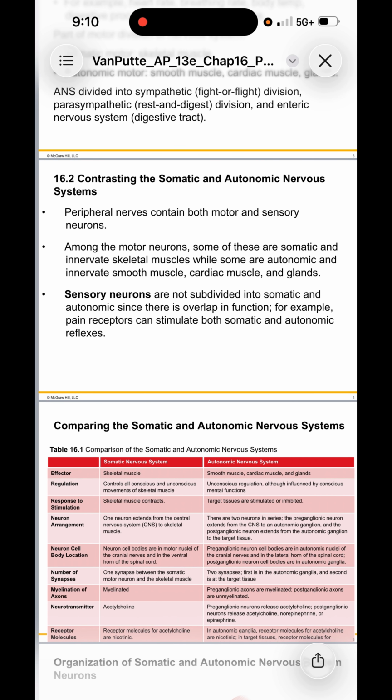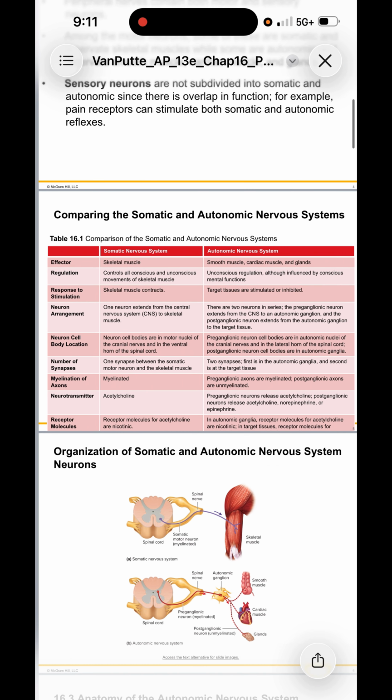16.2 Contrasting the somatic and autonomic nervous systems. Peripheral nerves contain both motor and sensory neurons. Among the motor neurons, some of these are somatic and innervate skeletal muscles, while some are autonomic and innervate smooth muscle, cardiac muscle, and glands. Sensory neurons are not subdivided into somatic and autonomic since there is overlap in function. For example, pain receptors can stimulate both somatic and autonomic reflexes.